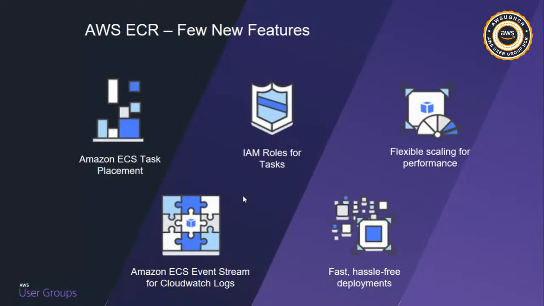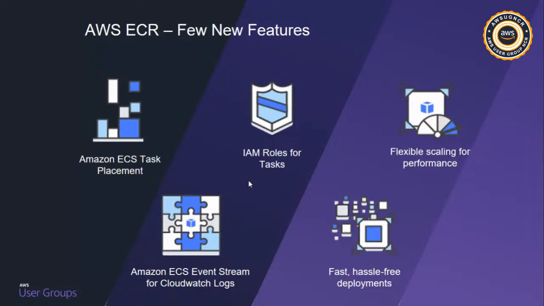So yes, these are the new features slides. In ECS, we talked about creating a task definition, and then running a task and service based on that task definition. So there are new features like ECS task placement, using which we can place a task on a specific availability zone and other things. That is what we can use in task placement.